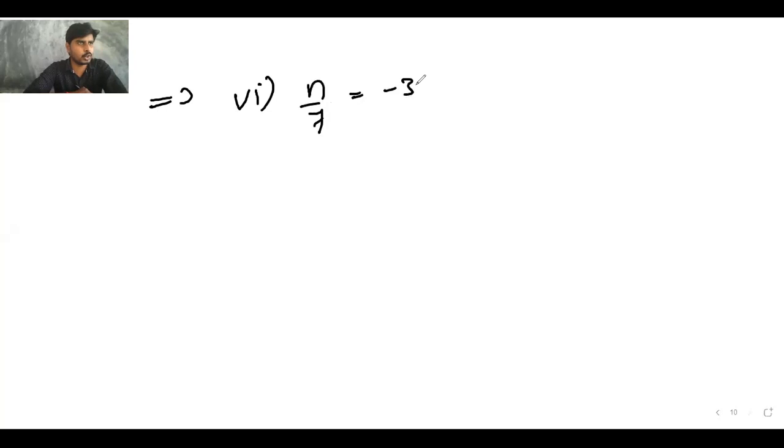N by 7 is equals to -3. Now what we have to transpose? Tofik, Ayan, Nana, Rahul, what we have to transpose here in this question? Which term we have to transpose? Did you get an idea, Charan?